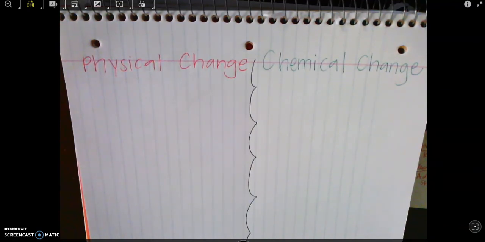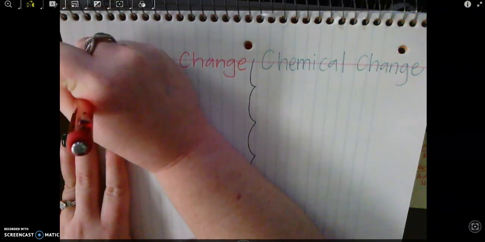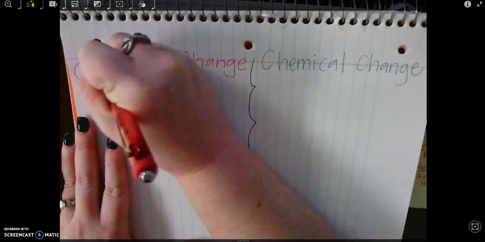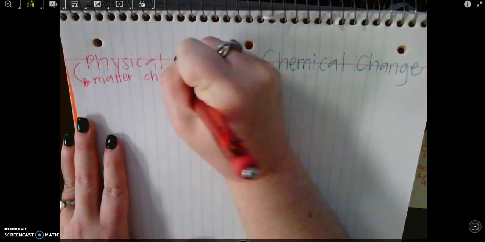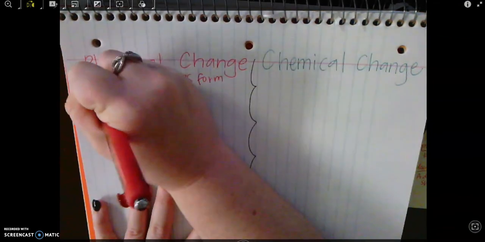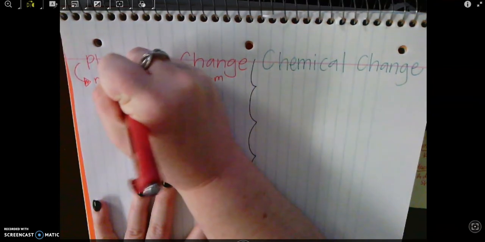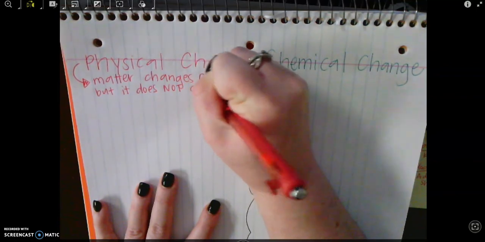Let's start with physical changes. So physical changes are going to occur when matter changes form but does not change its chemical identity. So let's write that down. I'm going to draw an arrow, and I'm using a red pen for this. Matter changes form, so it might change its state of matter or its shape, but it does not change its chemical identity.